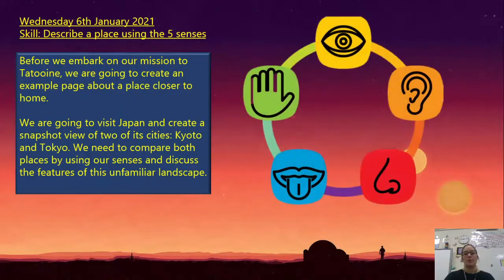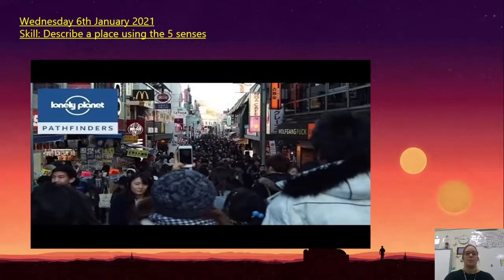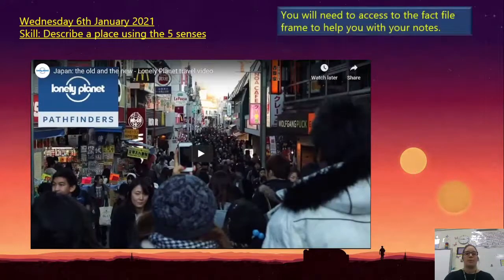Okay, so we're going to use our 5 senses. Obviously, we're going to look at all the things we can see, what we can hear, what we can smell, what we can taste, and what we can touch. Okay. As you explore these locations, make notes or perhaps questions around your experience, both day and night. Okay, so don't forget this is where you need your resource handy, okay?